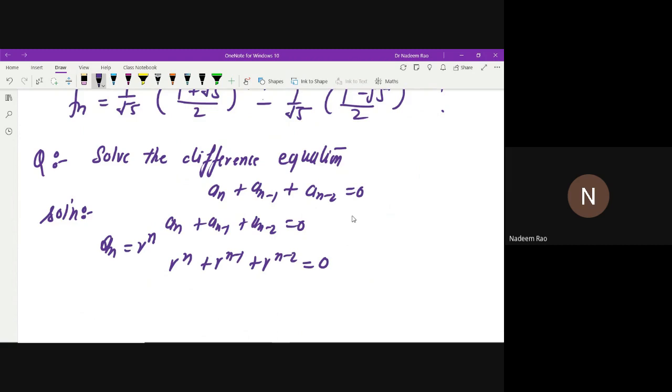Okay, dividing by r^(n-2), then it will be r^2 + r + 1 = 0. On solving, we will get r equals to... So what are the values of a, b, c here? The value of a is 1, and the value of b is 1.